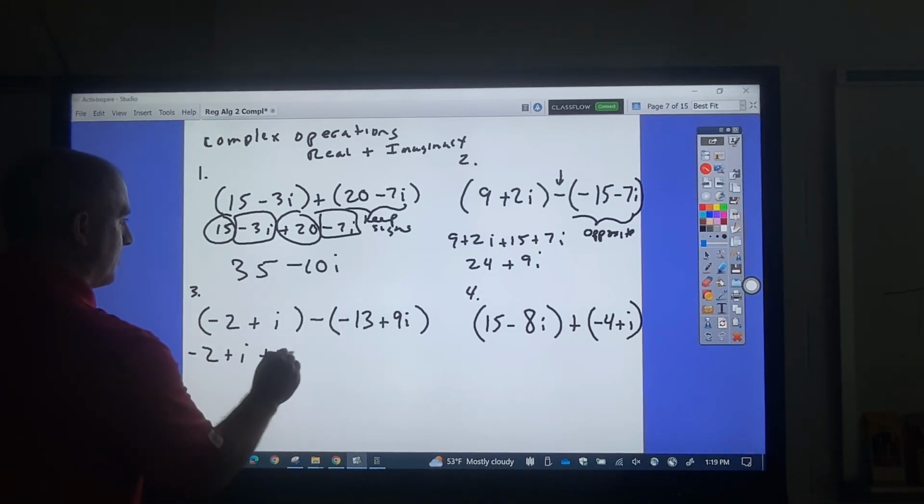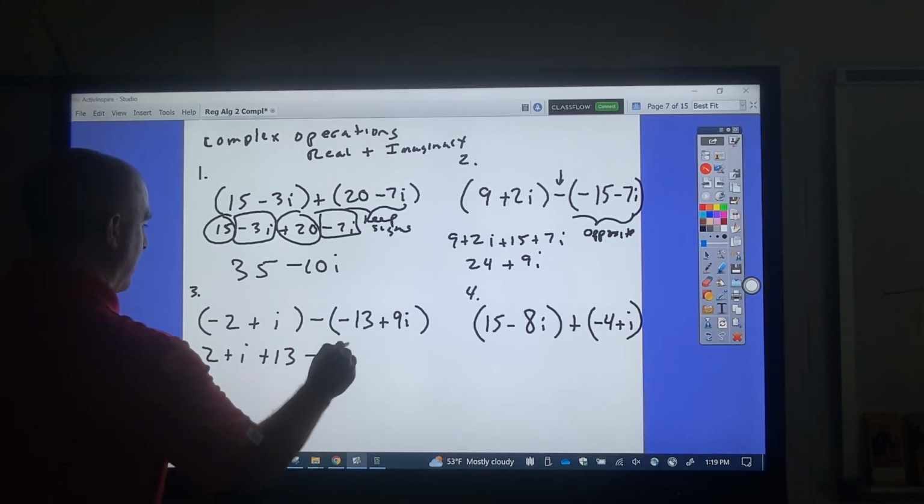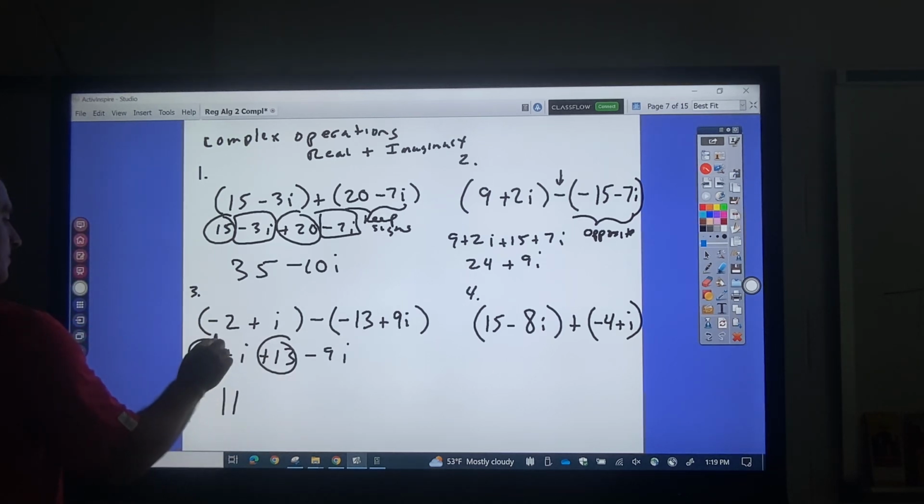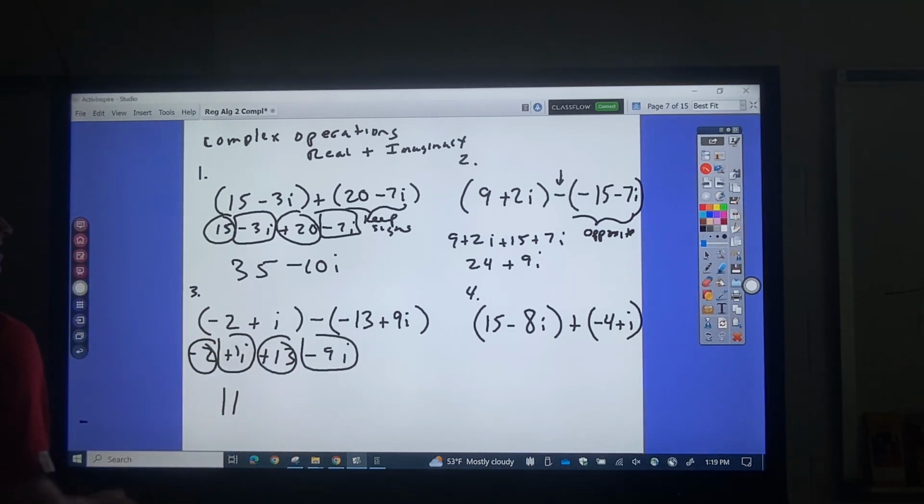So I got negative 2 plus i. That's going to now be positive 13. That's going to be negative 9i. Okay? So negative 2 plus 13 would be 11. i, that's like 1i, minus that would be negative 8i.